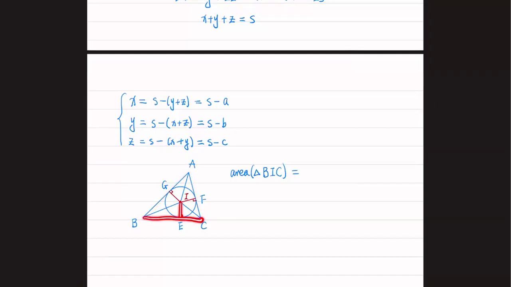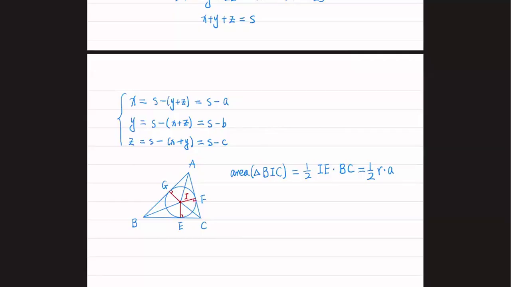So the area, Amy, how do you use this information? Height and the base. You can just multiply them and divide by 2. Okay, so it will be 1/2 of IE times base BC. IE is our radius. BC is the opposite side of A.